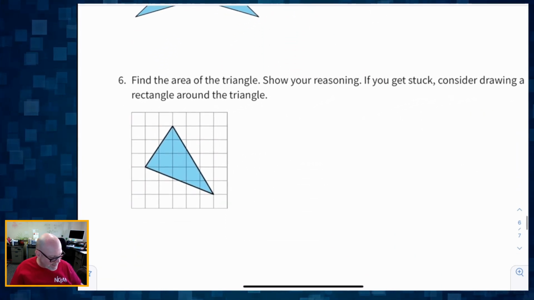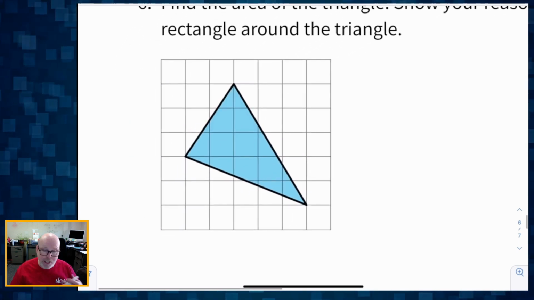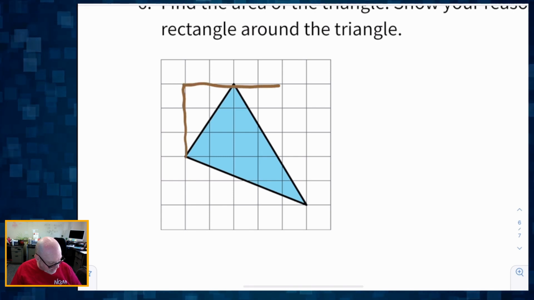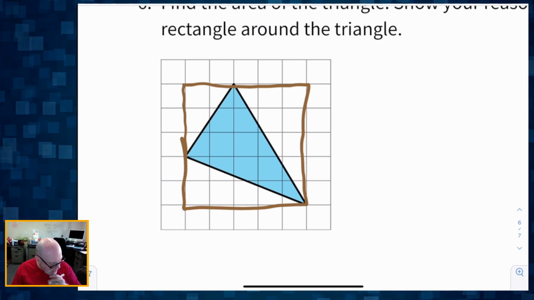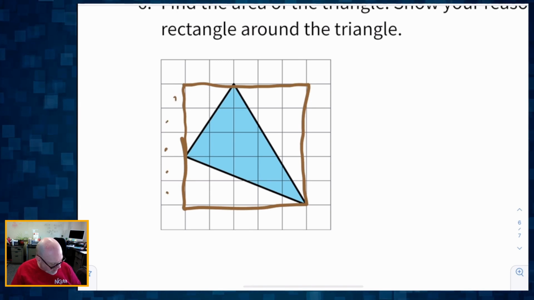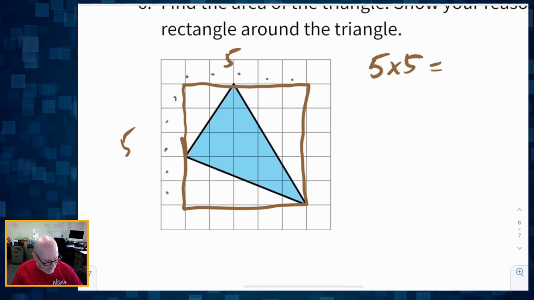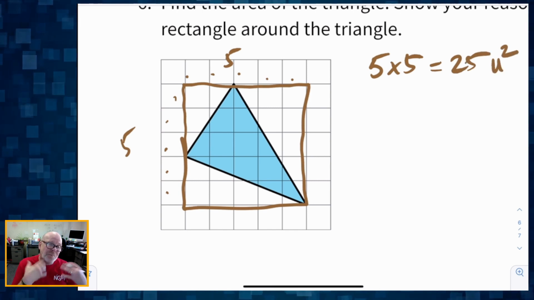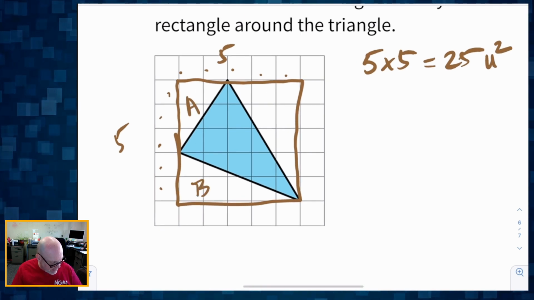And number 6, find the area of this triangle. Show your reasoning. So what I'm going to do is immediately just go straight to a rectangle. I can see the outer rectangle. And I can see that it is 5 units tall and 5 units wide. So I can see that entire figure has an area of 25 units squared, but we need to remove part A, B, and C.